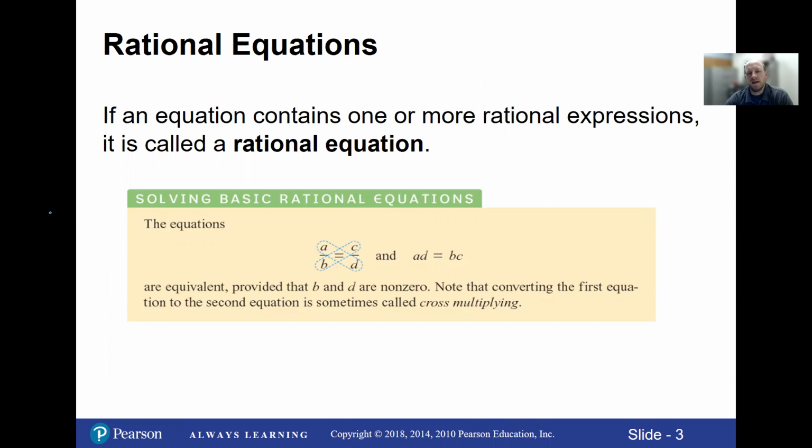Basically, if an equation contains one or more rational expressions, it's called a rational equation. If you have equations like a over b equals c over d, what we can do is cross multiply and then set that product equal to the other product. So AD equals BC in this case, if we have A over B equals C over D. It's kind of like when we solve a proportion. The only caveat is sometimes we have A over B plus something on this side, or A over B minus something equals C over D, and then we can't use that same method, and I'll show you that as well.